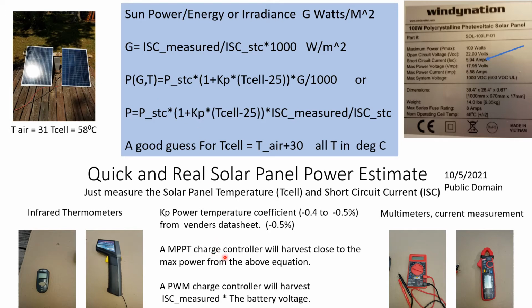A couple other facts of note. An MPPT charge controller will harvest close to the max power from the above equation. A PWM charge controller will harvest the ISC measured times the battery voltage. They do not work at the max power point of the solar panel.